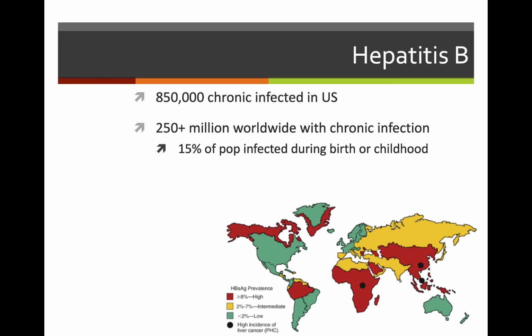It is estimated that approximately 850,000 people in the US have a chronic infection, and 250 plus million worldwide. 15% of the world's population is estimated to be infected during birth or childhood. Here you see sub-Saharan Africa, Southeast Asia, and a little bit in the South Pacific, where we have a really high incidence of liver cancer. We have high prevalence of hepatitis B, and therefore we also have a high prevalence of liver cancer.